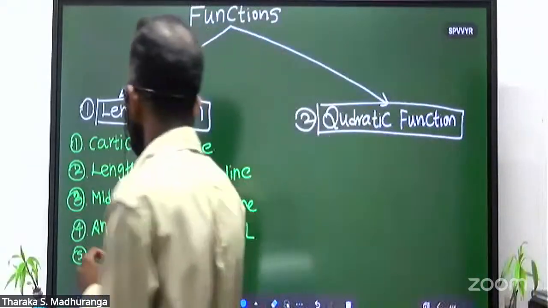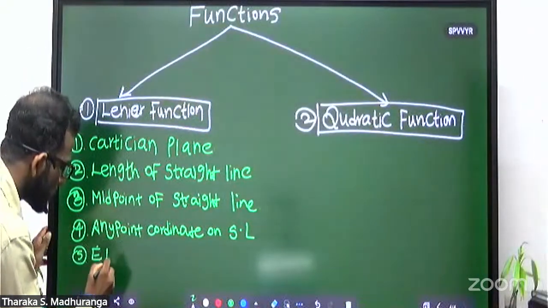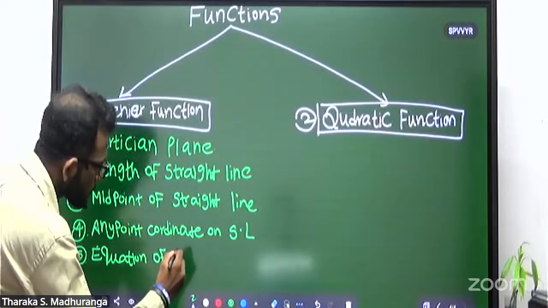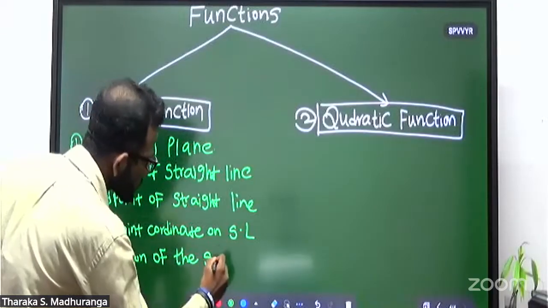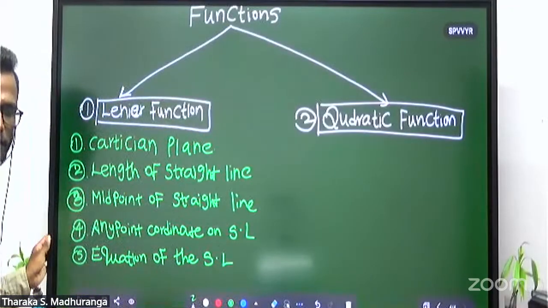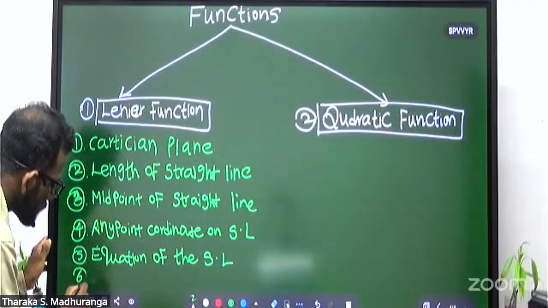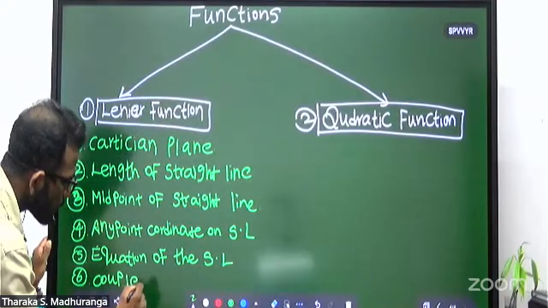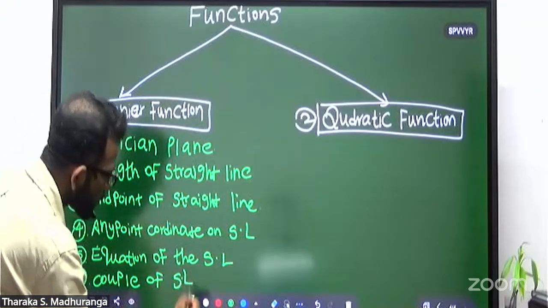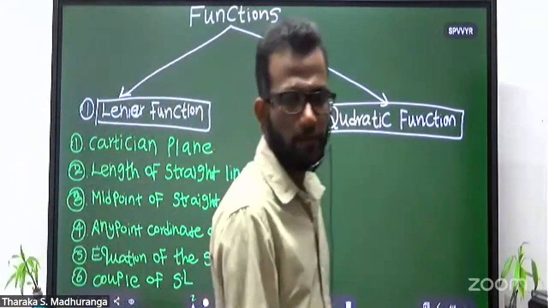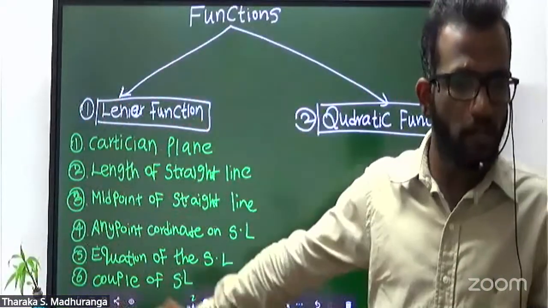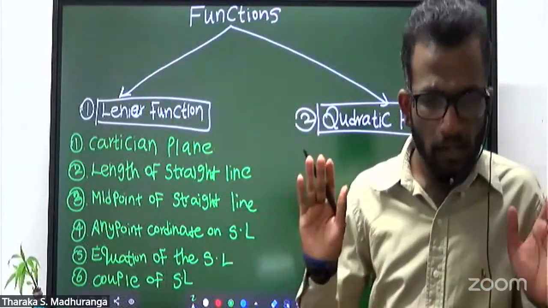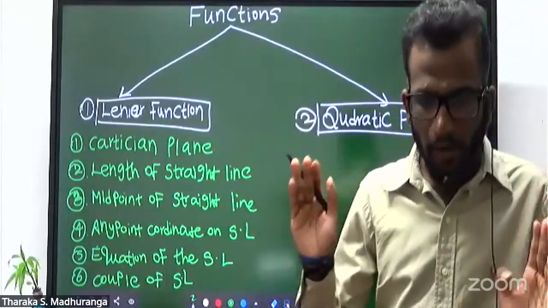The equation of the straight line. The final one, couple of straight lines. These are the topics we need to discuss on linear functions. If we finish all these topics, linear functions are complete. That's not simple. One by one I will explain.